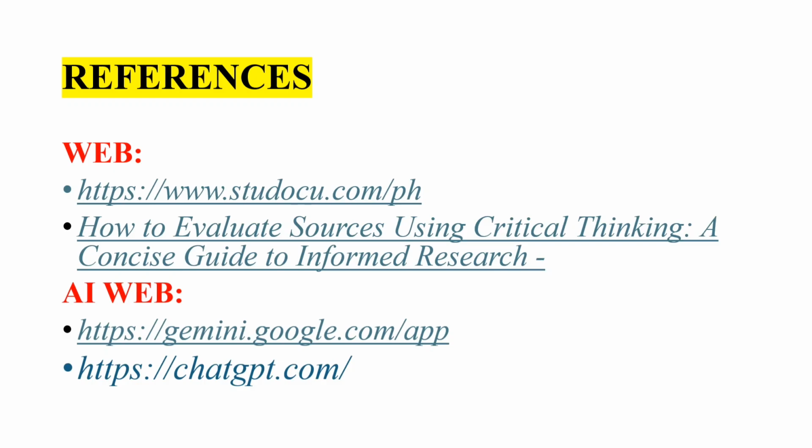So here are my references from the web, and then of course from the AI web. So I hope you take note and understand the examples of each process and how to check the reliability of web sources. Okay? If you want to go over it again to fully understand, then you must.